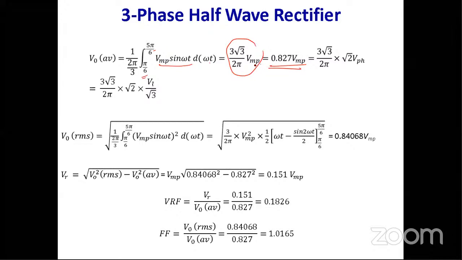This is a phase voltage; you can represent it in terms of line voltage, so that will look like this. Having got V0 average, you can automatically calculate I0 average.